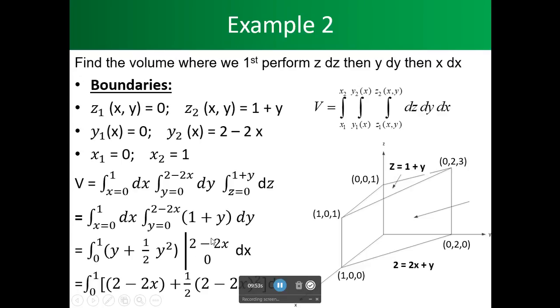So all we have here is that we're just multiplying this times this here. We're plugging it in. We'll plug in for y, 2 minus 2x. That's where the y is. Then we have a 1/2 times 2 minus 2x squared dx.